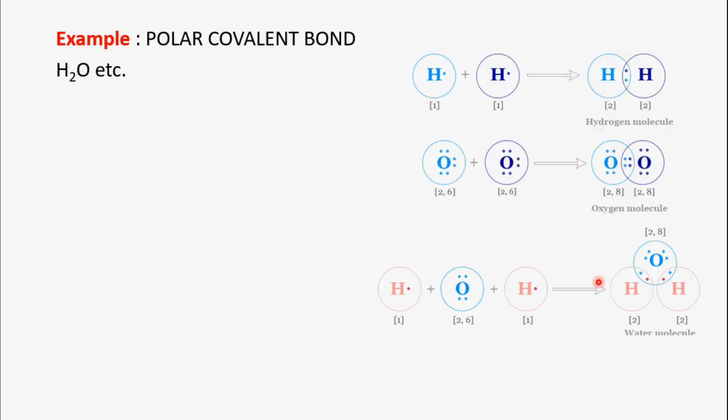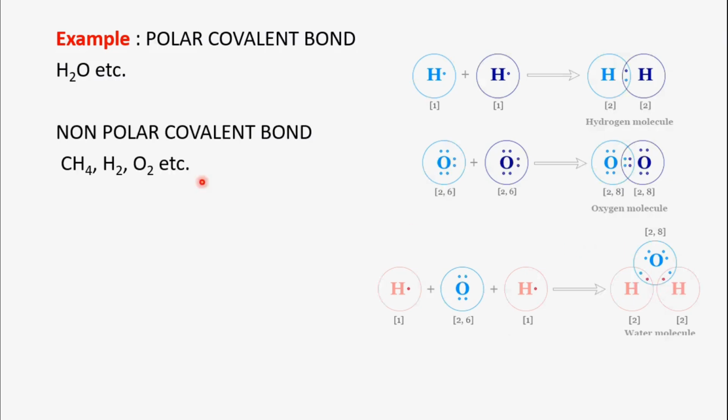There are other examples of covalent bond. Polar covalent bond is there. H2O is an example of a polar covalent bond. Hydrogen has one electron, oxygen has two lone pairs, and the other hydrogen has a single electron, and they form a water molecule, and there is a covalent bond between the hydrogen and oxygen. And the non-polar covalent bonds are in methane, hydrogen and oxygen gases.